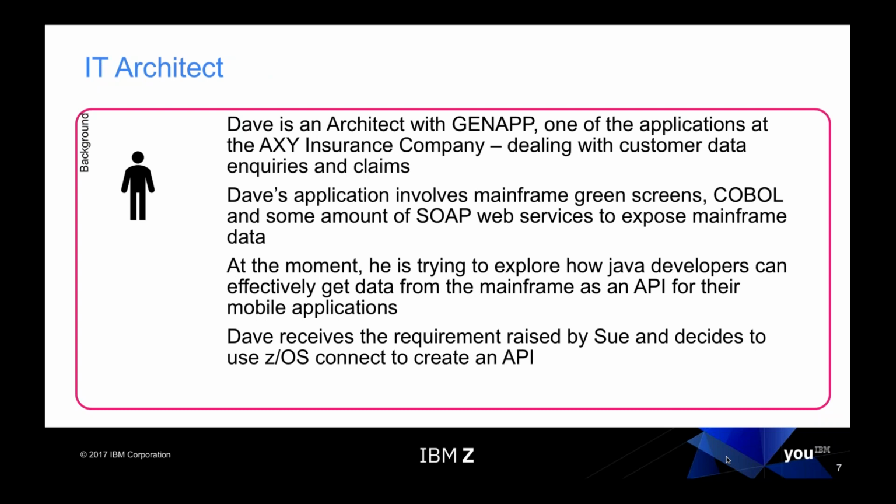Moving on to the next persona, you have Dave, who is an architect with GenApp, and GenApp is one of the applications at AXY Insurance Company. GenApp deals with customer data, inquiries, and some amount of claims processing. Dave's application involves a lot of mainframe legacy screens. It's got a little bit of web services. At the moment, he's trying to explore how Java developers can effectively get data from the mainframe, because Java developers love to get data in the form of APIs. They find SOAP very cumbersome. So there's always this little bit of disconnect.